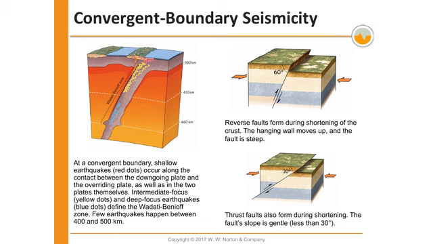The illustrations on the right show fault formations due to crustal shortening. The top right image shows reverse faults, where the hanging wall moves up due to a steep fault angle, noted here as 60 degrees. Below that, thrust faults are depicted, with a gentler slope of less than 30 degrees. Understanding these fault types helps explain seismic activity mechanics at convergent boundaries.